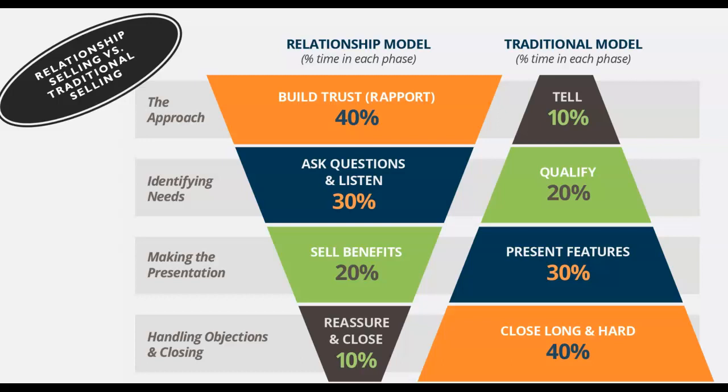Let's say we're together for an hour. I'm in an hour meeting. So 40% of that time. Then I'm going to identify the needs. So that's that strategic questioning where I'm going to ask the right question and then I'm not going to talk. I'm going to listen. That's going to be another 30%. So we're already at 70% of those 60 minutes.